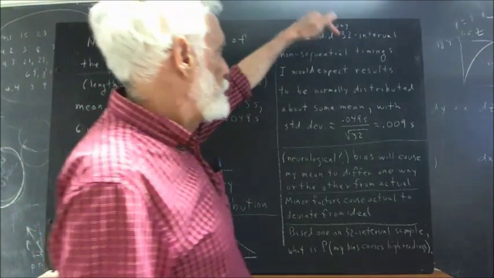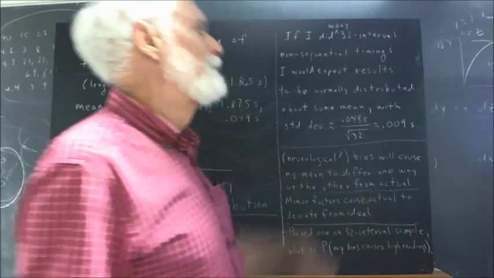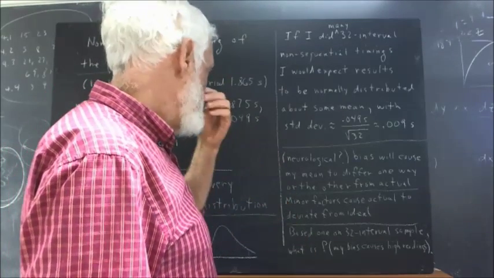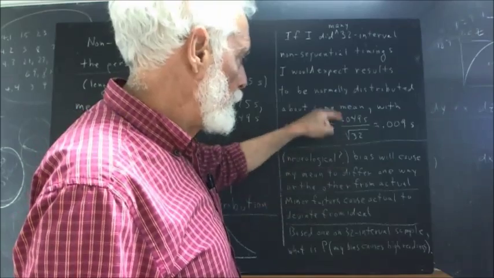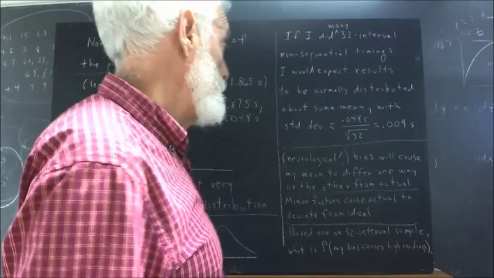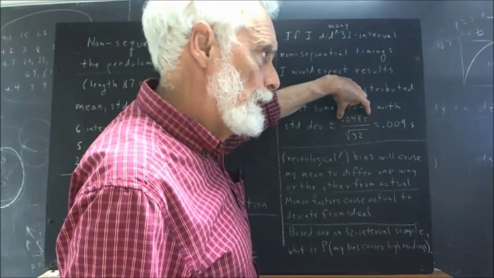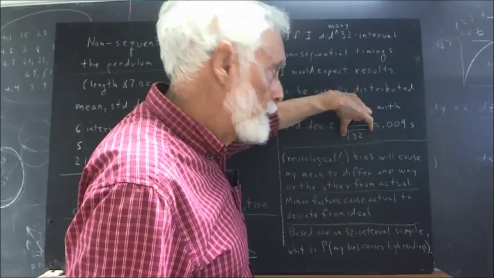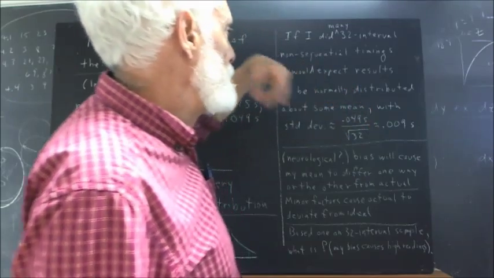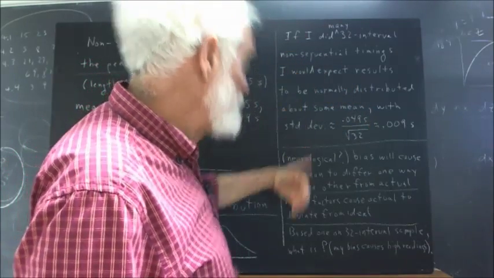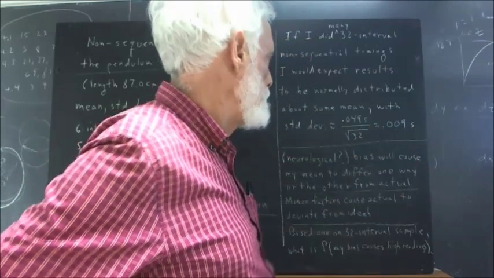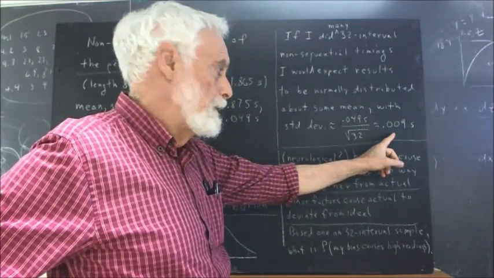If I do 32 interval means, I expect that the standard deviation will be less. I expect, in fact, that it'll be less by a factor of 1 over the square root of 32, 1 over the square root of the number of intervals I'm timing. So if I take the standard deviation for individual times and divide that by the square root of the number of observations, the number of individual intervals timed, I get 0.009 seconds, and that's a pretty good estimate of the standard deviation that I would expect.